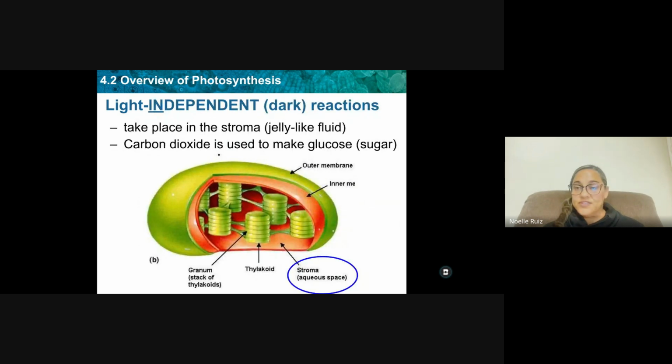Then the light independent or the dark reactions, these take place in the stroma, the jelly-like fluid. And we take the other reactant, which is carbon dioxide, or we don't, the plants do. Plants take carbon dioxide and use it to make sugar. So it basically takes the two reactants. One of the reactants goes through light dependent reactions. The other reactant of the chemical equation goes through the light independent reactions. And like I said, this is independent of light. So it doesn't need it. It happens whether there's light or not, whether the sun is out or not.